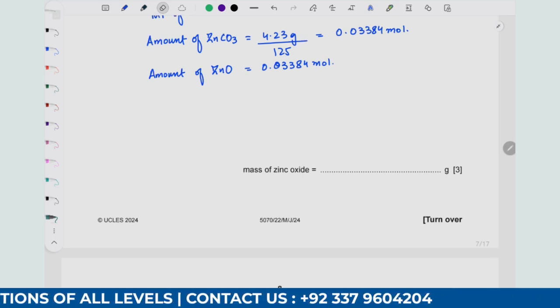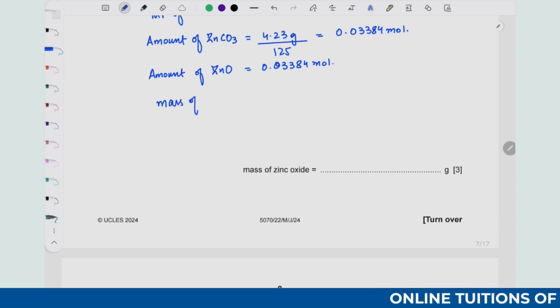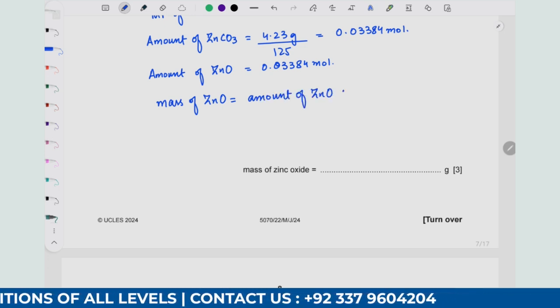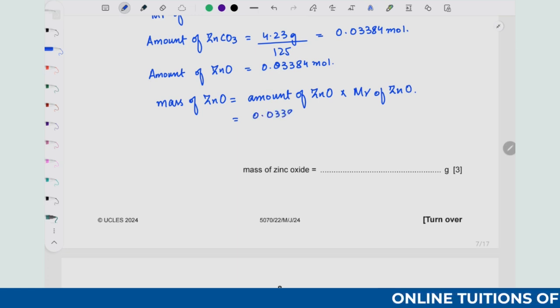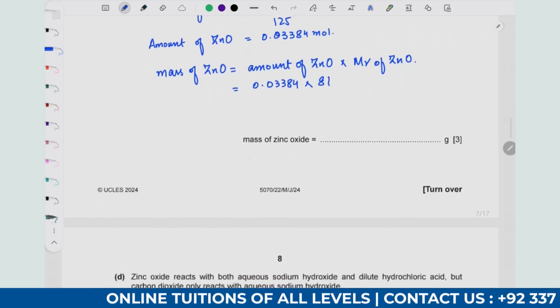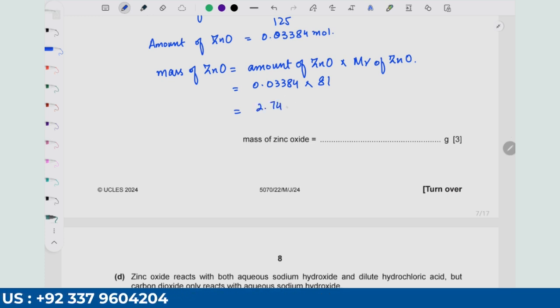Now, in order to find the mass of zinc oxide, we will just rearrange the formula of amount of substance, which is basically mass of zinc oxide will be equal to amount of zinc oxide multiplied by MR of zinc oxide. We have already calculated the amount, it is 0.03384, and we also calculated the MR of zinc oxide, which is 81, so it will be equal to 2.74104 grams.